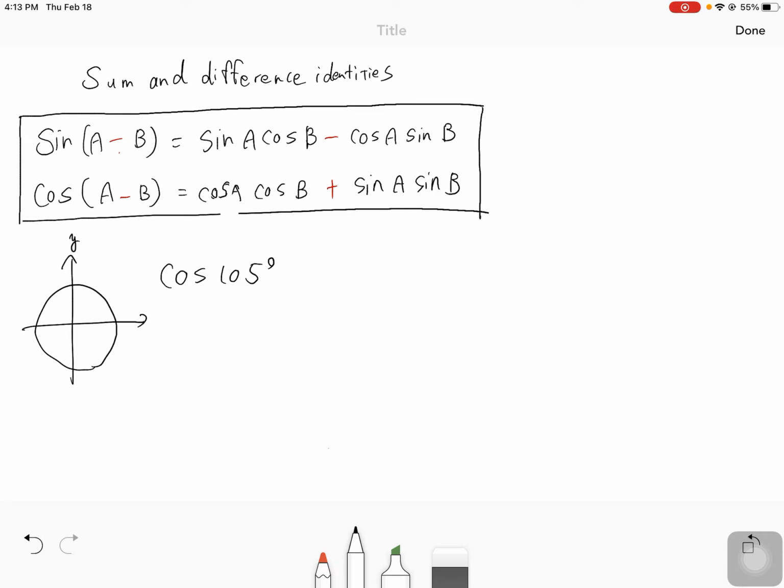105 degrees is here. So this angle is 75 degrees. But it's pretty hard to calculate. Actually, I don't remember how to calculate the triangle with 75 degrees. In this case, you can think of it as cosine(45 degrees + 60 degrees). That's because you know the special angles 45 degrees and 60 degrees.